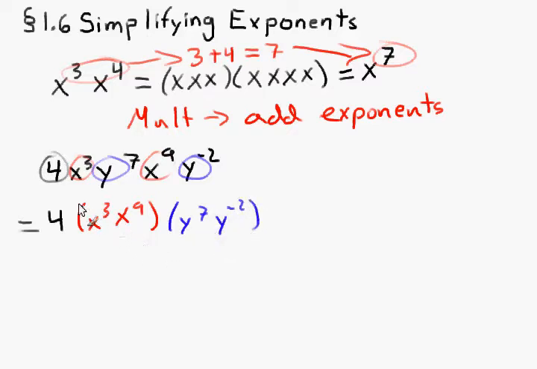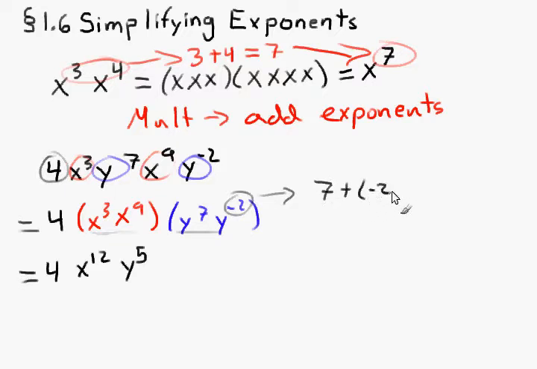Now, we're going to go ahead and add these exponents. That's x to the 12th. We're going to add these exponents, y to the 5th. The fact that we have a negative value here doesn't change the fact that we're still adding. 7 plus a negative 2 is 5. Also, notice how the constant just remained constant. There was no other constant to multiply it with, so it just remained as is.